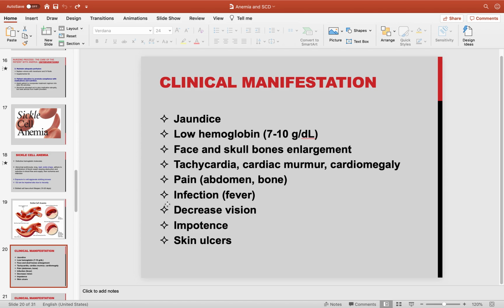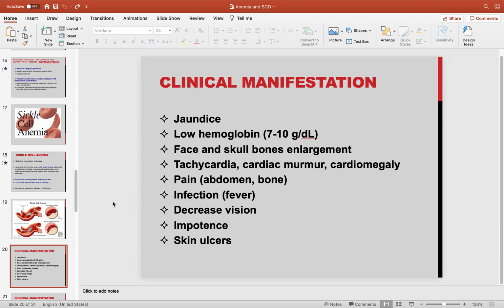As we say, there is destruction of the RBCs, so it is considered a type of hemolytic anemia. The patient will have tachycardia, cardiac murmurs and cardiomegaly, because the patient always has low hemoglobin, so they have low cardiac output, and the heart is working at maximum level to try to provide tissue perfusion, and because of that the patient develops tachycardia and cardiomegaly.